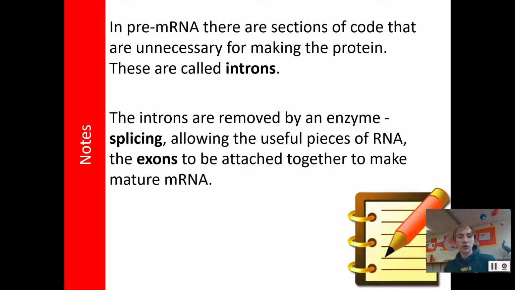Now, the introns are removed by an enzyme. We're not going to talk about which enzyme it is. In fact, there are quite a few. And that's called splicing, allowing the useful bits, which are called exons, to be attached together. So we've removed the interruptions, the introns, and we've got the exons, which are excellent, if you like, and they are attached together. And this is all being done with various enzymes, which we're not going to go into right now. Again, please get down those notes if you haven't already.